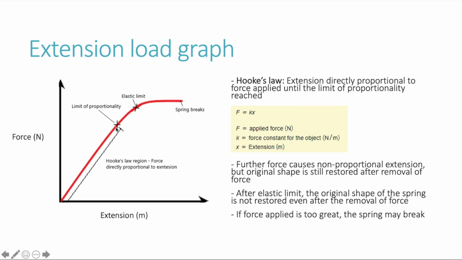So as long as it's before the limit of proportionality, which is this straight part of the graph here, or in other words, the green zone that I talked about before, then that's when you can apply something called Hooke's law, which has this formula where F equals the force applied. So F equals kx, k being the force constant for an object, and x being the extension, right?